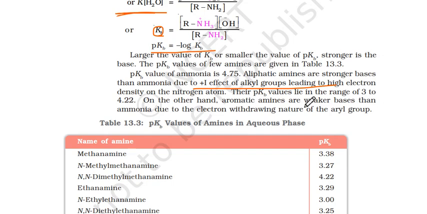Alright. On the other hand, aromatic amines are weaker bases than ammonia due to the electron withdrawing nature of the aryl group. Aryl group is not electron donating. It's not like aliphatics. It is going to always withdraw the electrons. So that was all about the base dissociation constant values. The stronger the base, the larger will be the value of the Kb, the base dissociation constant. Or you can also relate it in terms of the smaller value of pKb, because Kb and pKb have an inverse relationship.